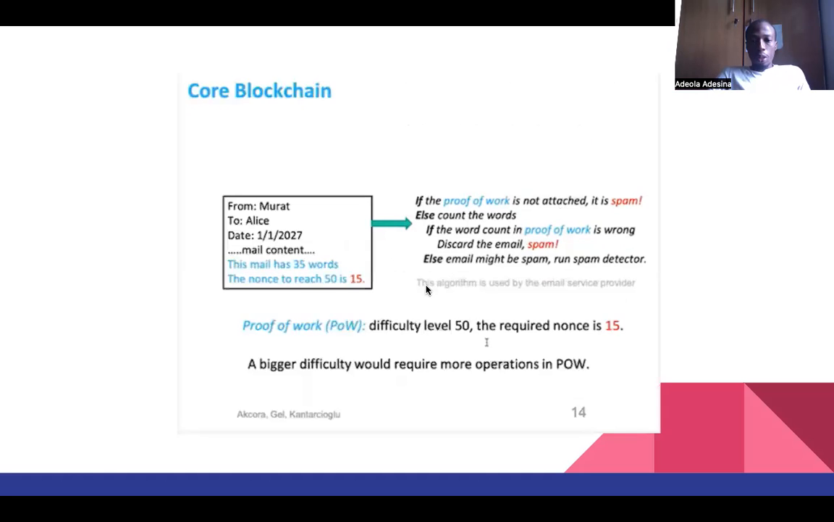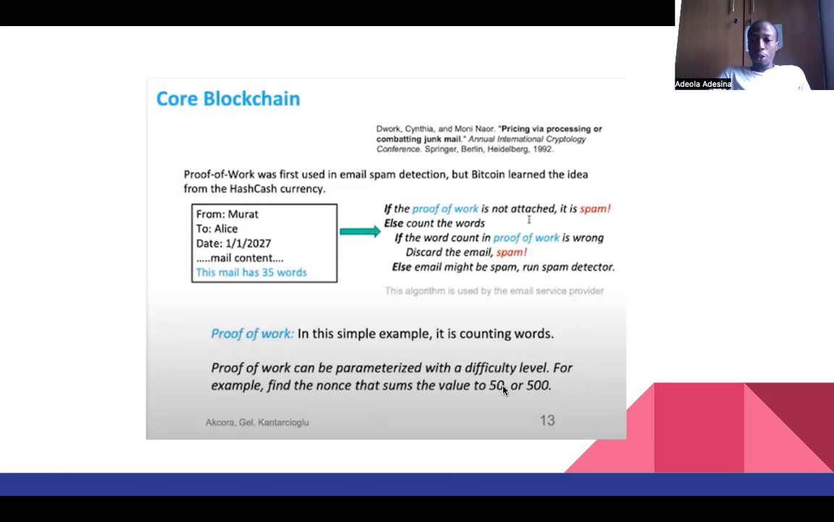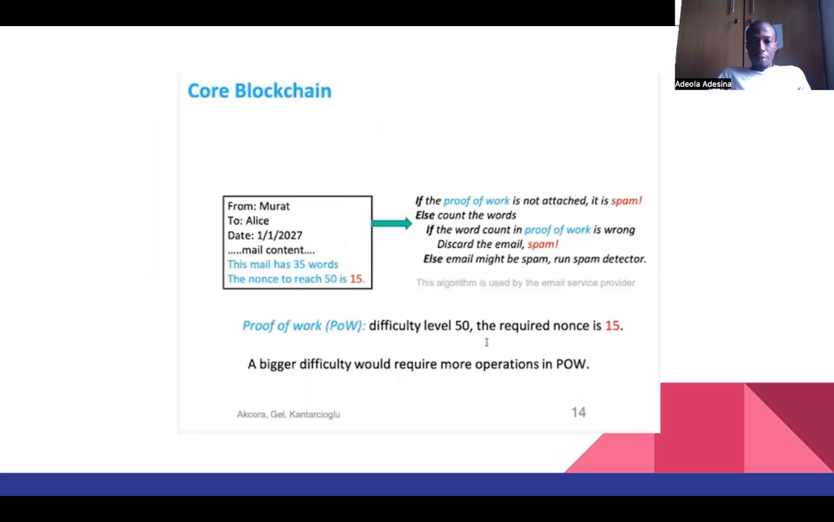But there's something else you need to note, which is the nonce, which is the difficulty level I've mentioned. So the difficulty level for this, or the nonce for this proof of work statement, is 50. So we are saying that if a particular email has less than 50 words, then send it to the inbox of the email. Or if the particular email has more than 50 words, then send it to spam, right? So this is just a simple if-else statement. Now, proof of work difficulty level 50, the required nonce is 15. So nonce is like a formula that you need to reach 50. So for example, this mail has 35 words, like we explained earlier. The nonce to reach 50 is 15.